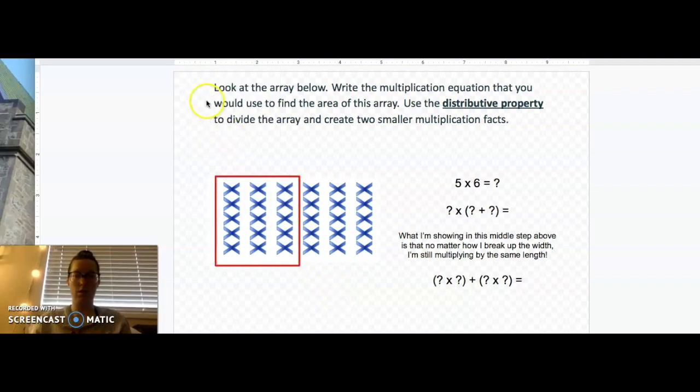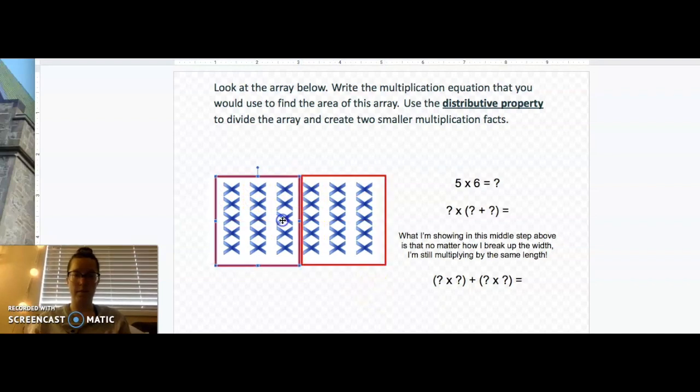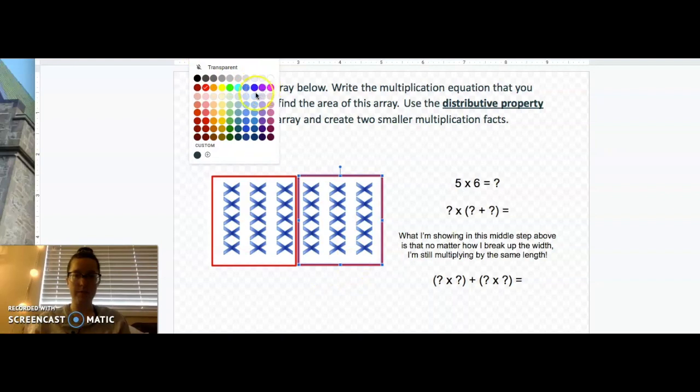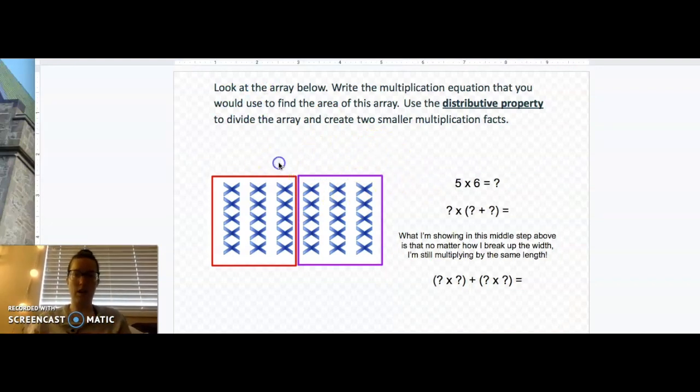3 and let's do another 3. Move this over a little bit. There we go. Okay, and I'm going to change the color on this one. Let's make it purple. Okay, so now I've split up my 6 into 3 and 3.